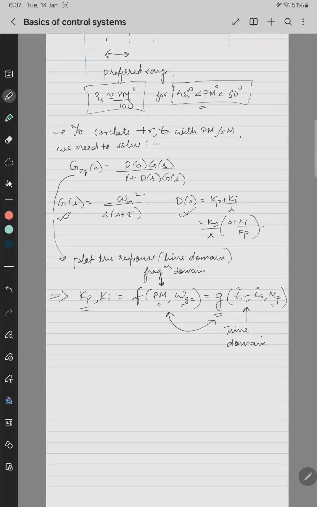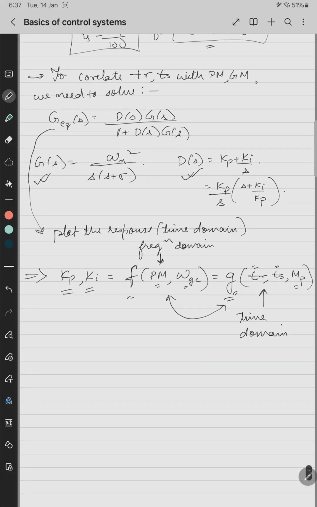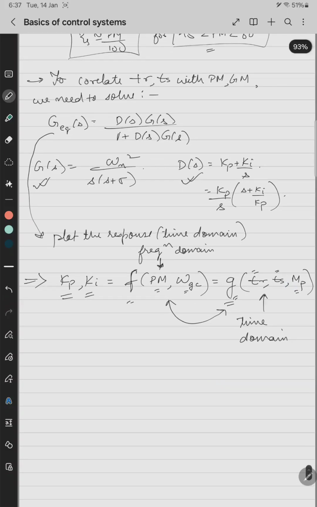But that will not help us. We want to tune Kp and Ki based on either F or G. So basically it is a tedious task to correlate phase margin and omega GC with TR and TS. But I have just given you an idea of how to correlate PM and omega GC with Mp, the peak overshoot. Correlation you can do anytime.